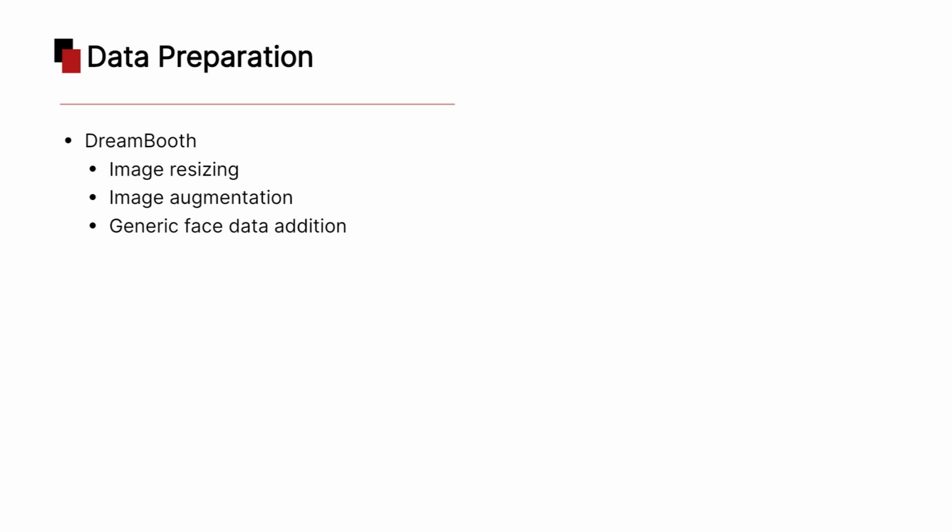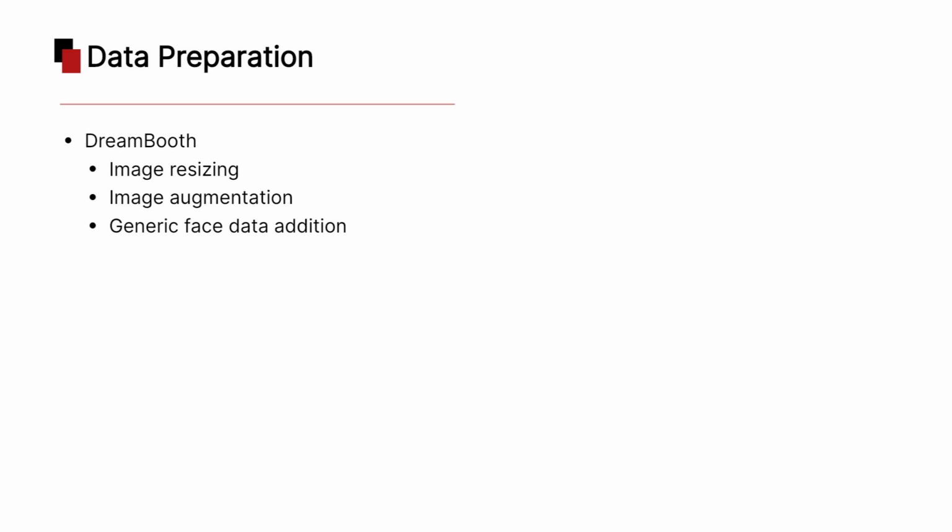Next, we use image augmentation to artificially expand the dataset. This includes small rotations, horizontal flips, slight color adjustments, and cropping. Augmentation not only helps the model generalize better, but it also reduces overfitting to the few provided reference images, a common issue in personalization tasks where only 5 to 10 images are available.